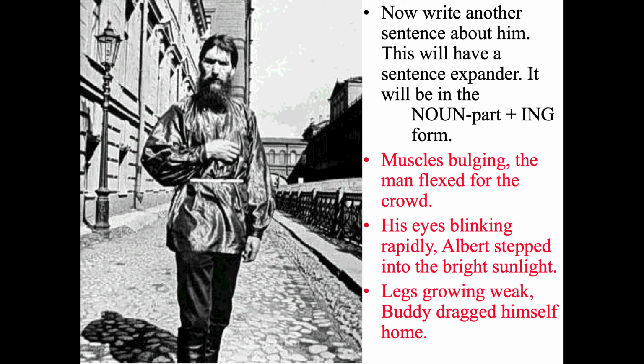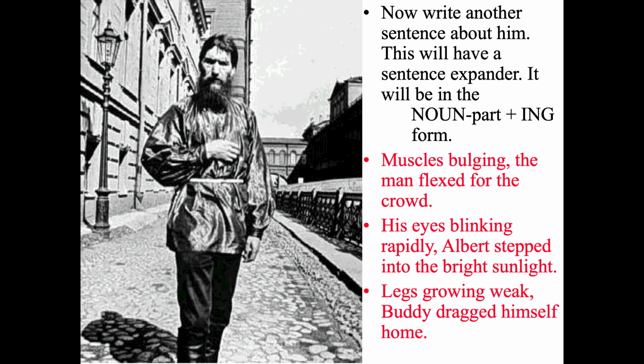If I write "Albert stepped into the bright sunlight," I'm going to pick an important part about him stepping into the sunlight, and I'm going to make it his eyes. Now, what are his eyes doing when he steps into the bright sunlight? They're blinking rapidly. So: his eyes blinking rapidly, comma, Albert steps into the bright sunlight. And if I say "Buddy dragged himself home," well, let's pick an important part of his body as he's dragging home, and let's pick his legs. And what are his legs doing? They're growing weak. So: legs growing weak, comma, Buddy dragged himself home.